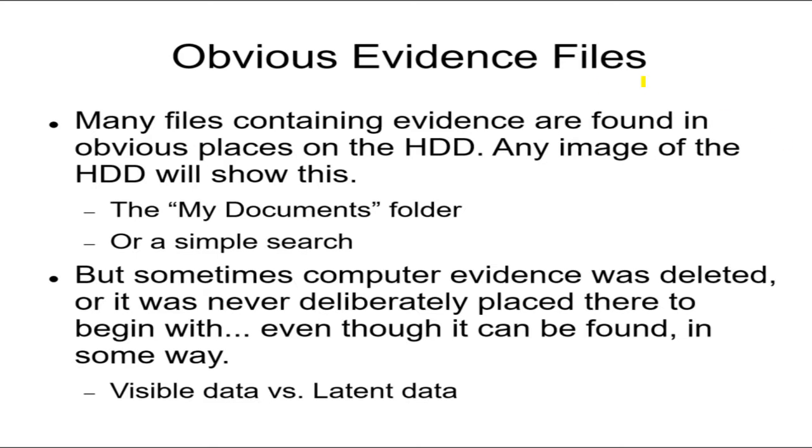So there's obvious places like the My Documents folder. They're found in the hard disk drive. Or if you don't know, you can do a search for files, let's say, for information in the files that you think might have information on the crime. Let's say, whatever it is. So the crime was a murder using a gun. So you might just do a search.